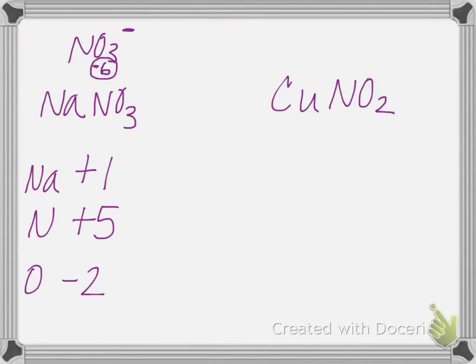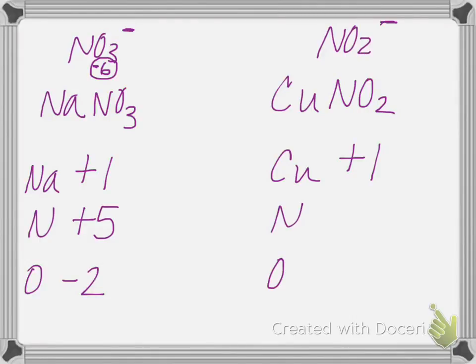Okay. Now if I do this one, okay, copper, which copper do I have here? +1, because I'm with nitrite. Okay, so oxygen's still a -2, but what's nitrogen going to be in this case? This is a total of a -4. What plus a -4 will equal a -1? 3. So nitrogen in this case is +3. Okay? Is that making sense to you?